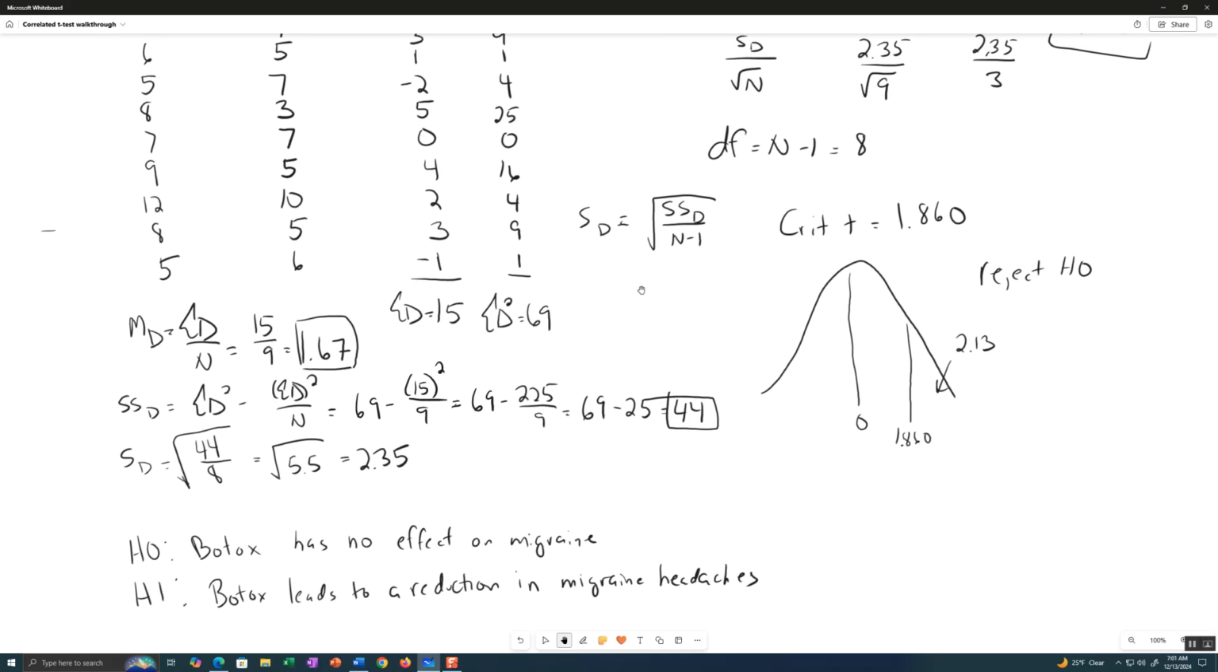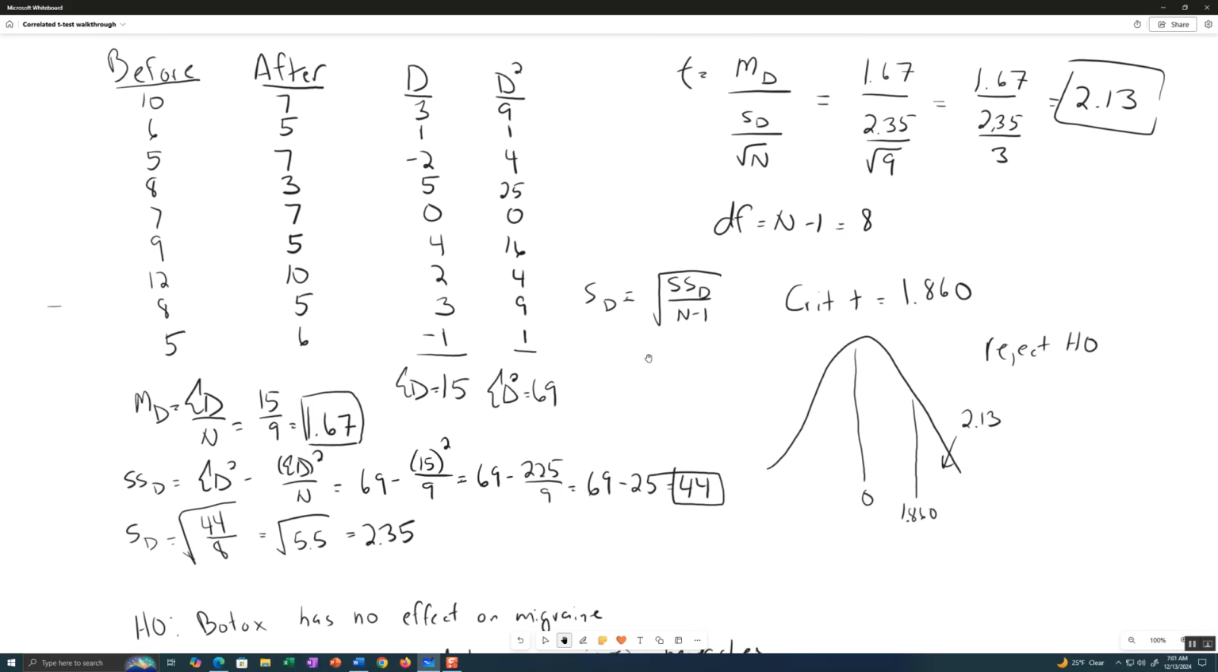So this data shows what we expect based on the literature and our knowledge of what Botox does. That Botox reduces monthly migraine headaches in this population. And that's pretty much it. So summarizing this again, you have before and after. If you expect a reduction, you expect before minus after to be positive. If you expect an increase, then you would expect before minus after to be negative. Okay, but since I expect a reduction, I expect a positive value.